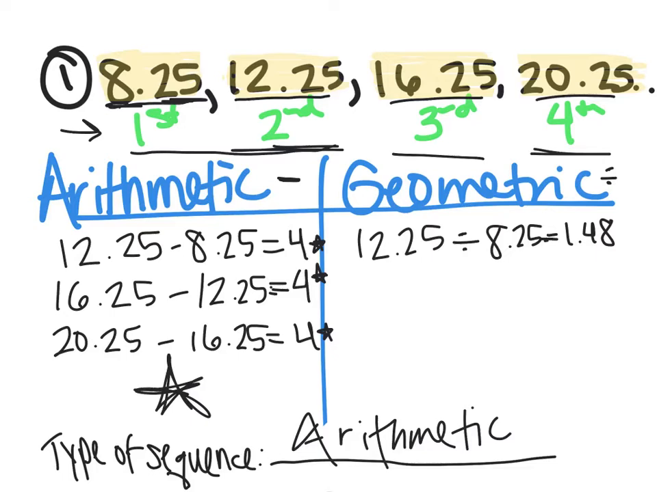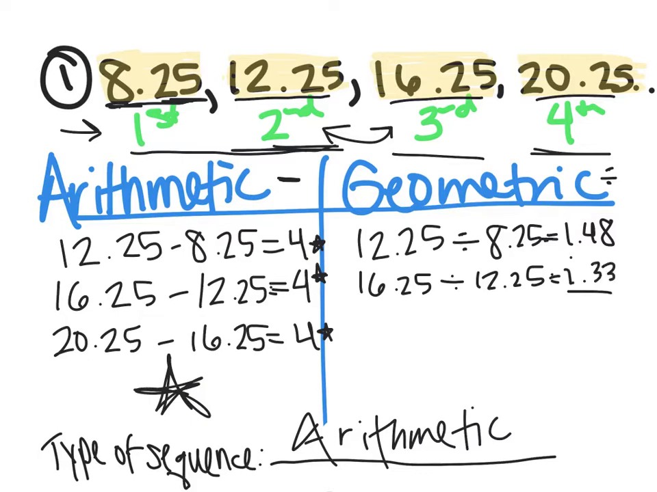Next, we're going to check the next ratio between the next two terms, which is the second and third. But remember, you start with the one after and divide it by the previous one, the one right before it. So if we take 16.25 and divide that by 12.25, we'll get another long decimal, and we're going to round it to the nearest tenth. So we're going to say it's 1.33.